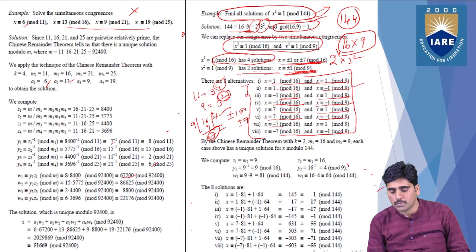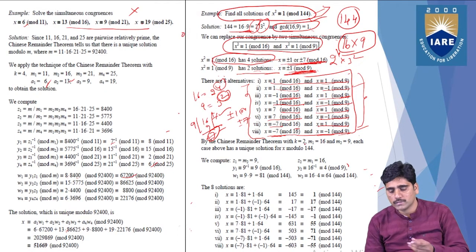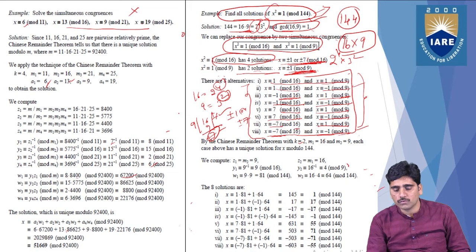So x equals minus 7 mod 16 and x equals 1 mod 9 is one solution. And x equals minus 7 mod 16 and x equals minus 1 mod 9 is another solution. So that is the way you can find all these alternatives. After finding these alternatives, you can see k equals what? You can say k equals 2, we have 2 solutions.